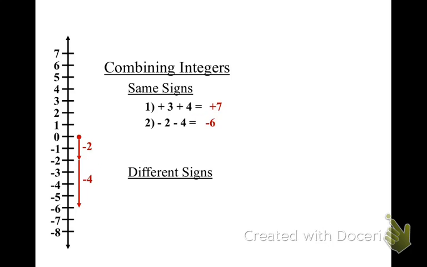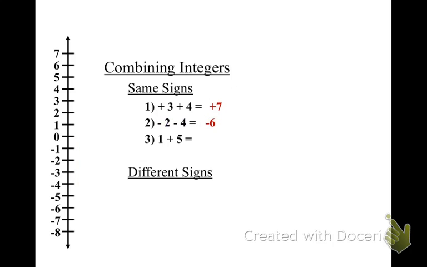Now I want you to notice something. I had a positive, ended up with a positive. I had a negative and a negative, what did I end up with? A negative. Are you seeing kind of a pattern when it happens when we have the same sign? Let's take a look at example number 3.